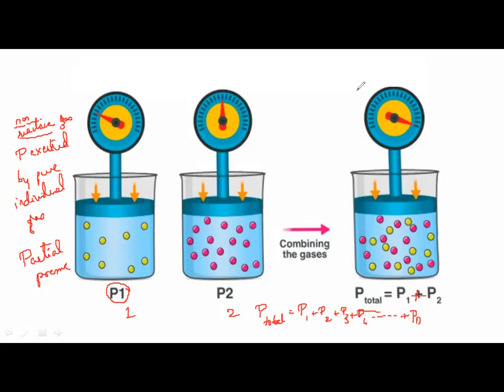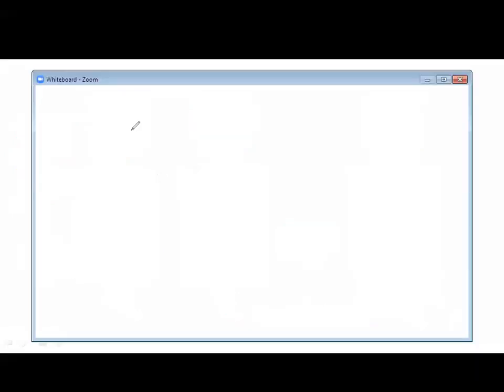So what do we mean by partial pressure? It is a very important concept. Partial pressure is the pressure exerted by a gas when it is present in a pure state, when it is present alone in the same container at the same temperature. That is nothing but partial pressure.